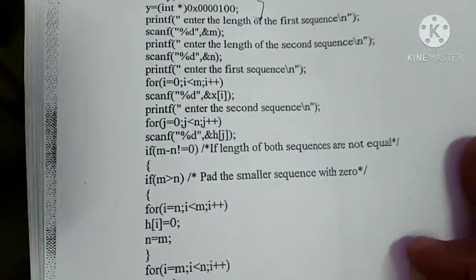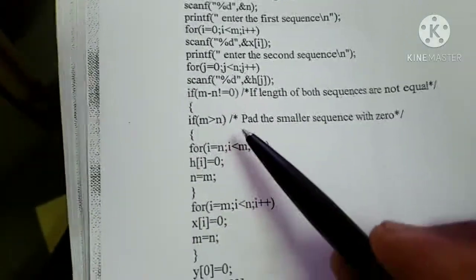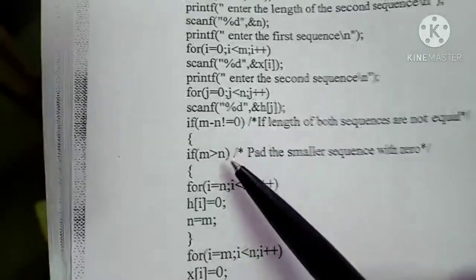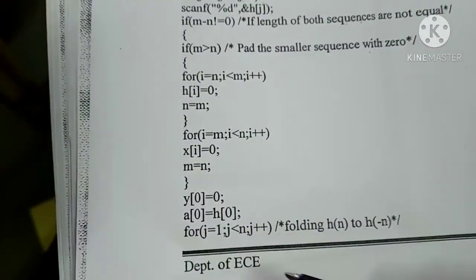Okay, that is the first experiment. In the second experiment we are giving those values one by one. After taking the values, I am checking whether the length of the first sequence is greater or not. If the length of the first sequence is greater, then I add zeros to the second sequence. Otherwise I add zeros to the first sequence. Like that we are making the lengths of the sequences the same.